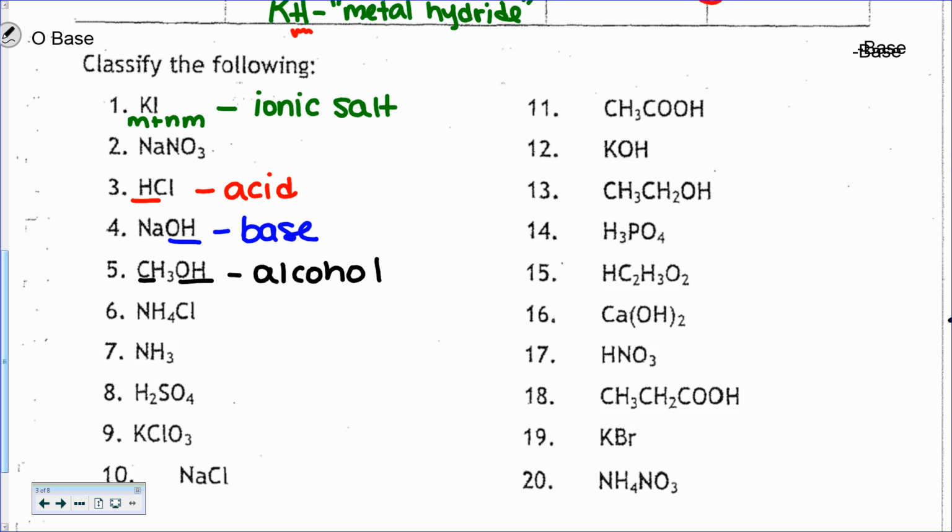What I want you to do is go through this page and identify them. Is it a salt? Is it an acid? Is it a base? I want to know which category it fits in. You should pause the video now.